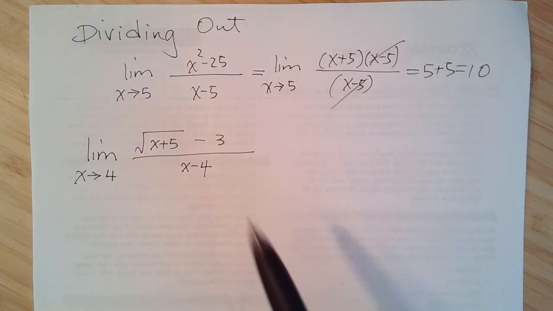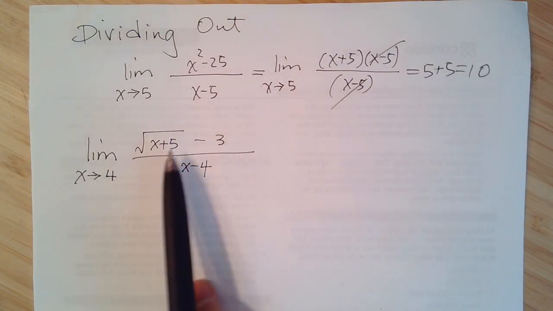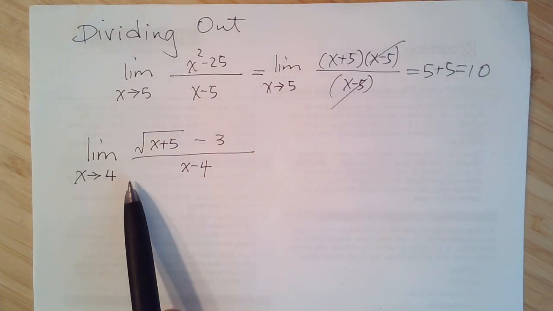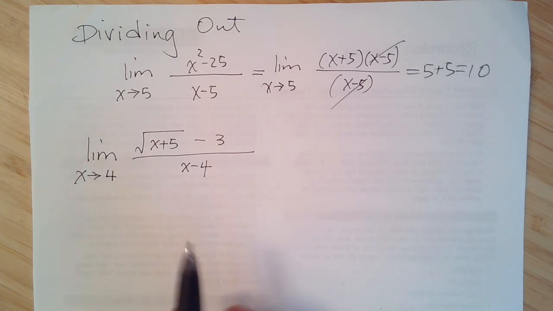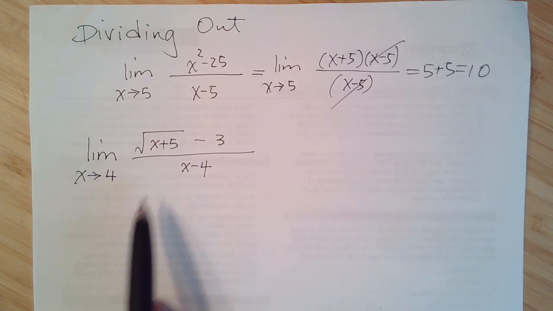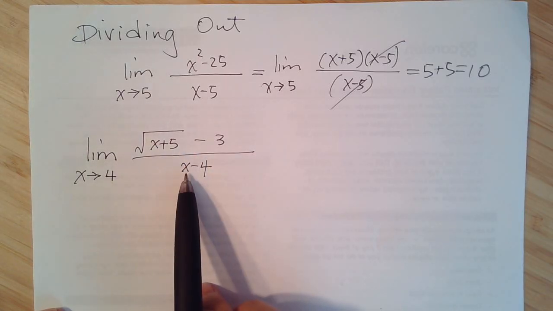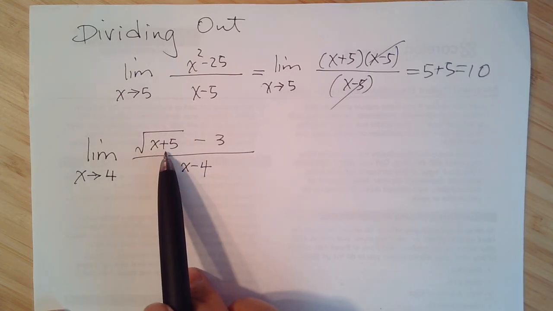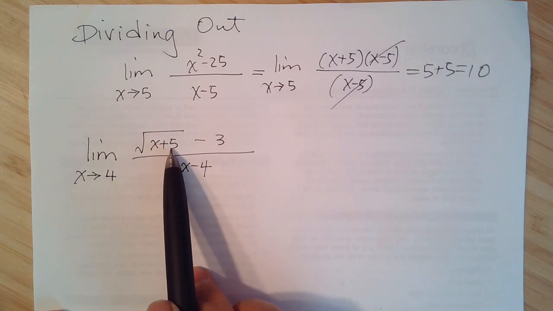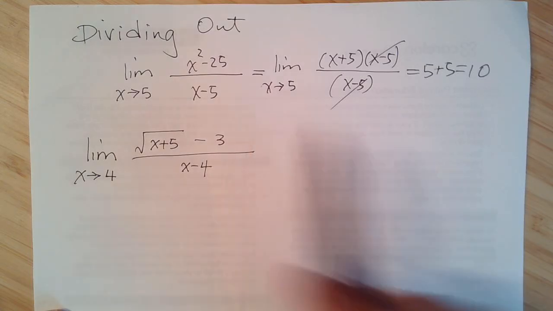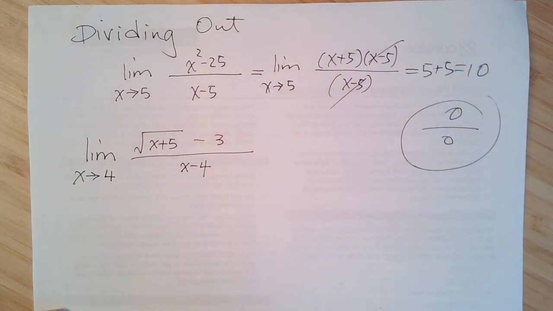This one is not a polynomial because it has a square root there. It's part of the radical, minus a number, then divided by a polynomial, and x approaches 4. The first thing first, you always take a look at this first. Let's see what happens if I do direct substitution. x minus 4 gives you 0. x plus 5 gives you 4 plus 5, that's 9. Square root of 9, you get a 3. 3 minus 3. Hey, you get a 0 over 0 again. You have something that looks like this, okay? And you've got to do something.